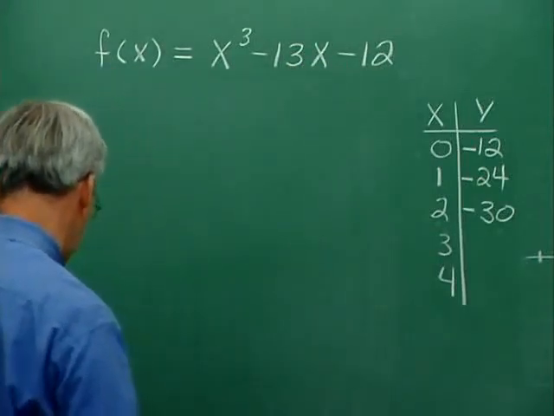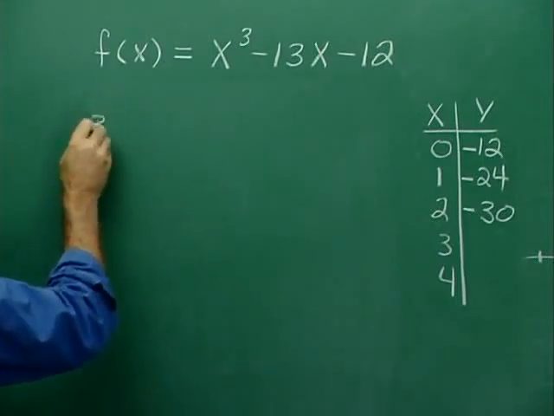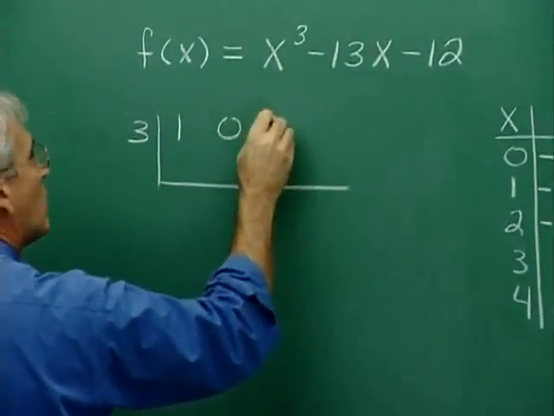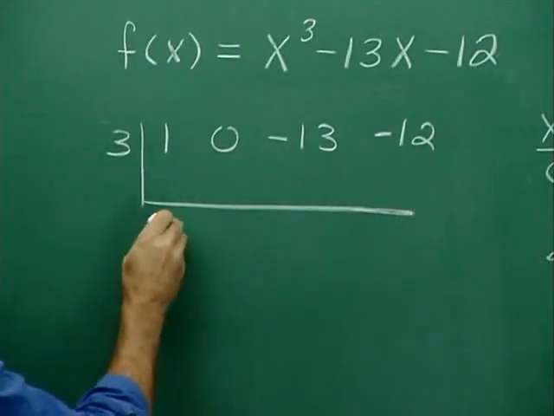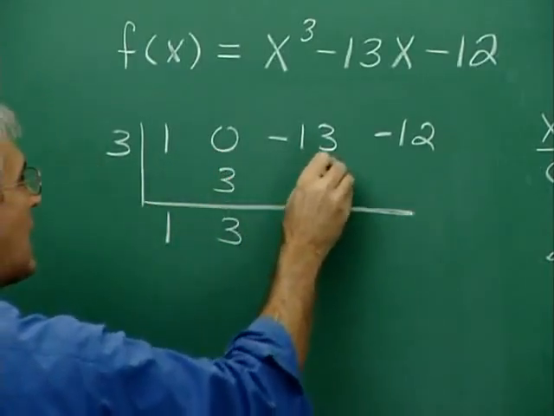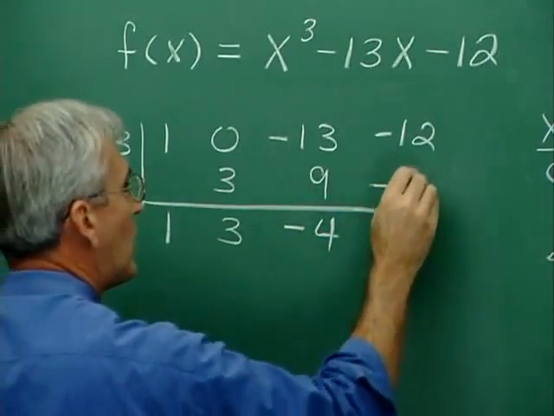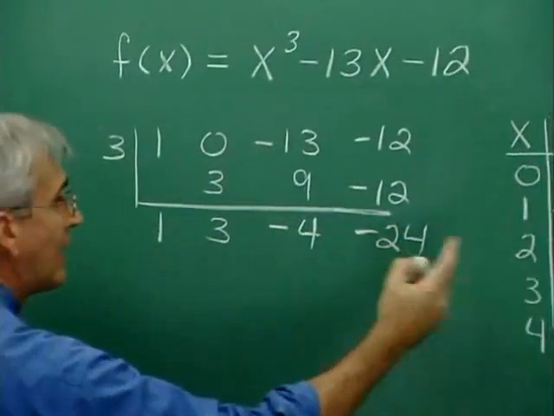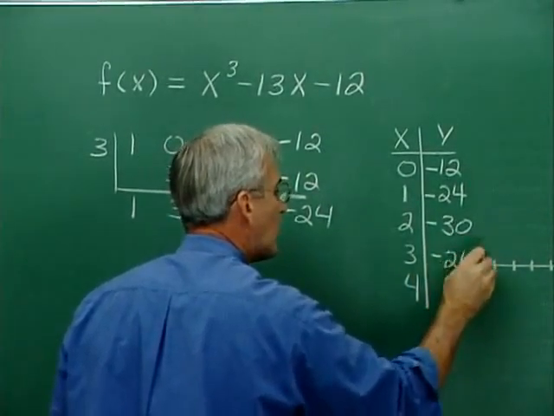And it would look like this. So let's see. f of 3 means 3 into 1, 0, negative 13, negative 12. And bring down the 1. 3 times 1, 3. Together, 3. 3 times 3, 9. 9 with negative 13 is minus 4. 3 times minus 4, minus 12. Together, minus 24. So f of 3 is negative 24. So the point (3, negative 24) is on the graph.